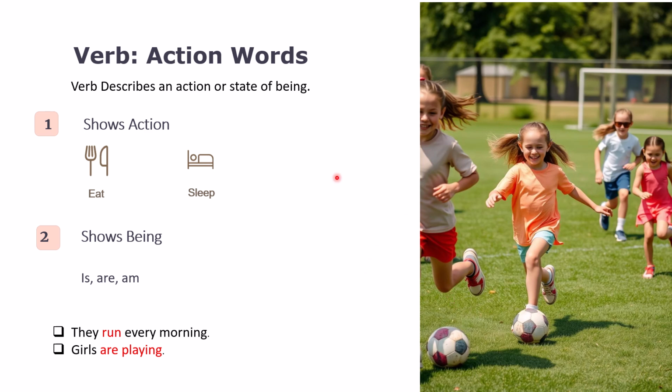They run every morning. Girls are playing. Are playing is a verb which shows state of being in the sentence. Here we can see girls are playing. That shows something is being done by girls.